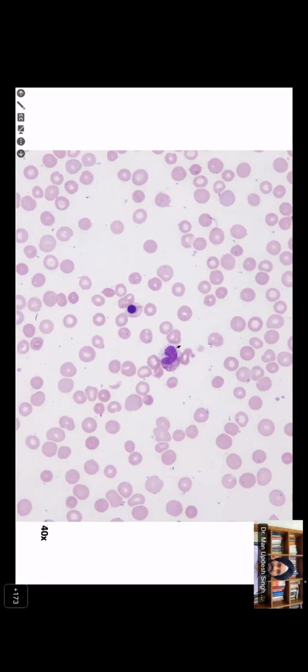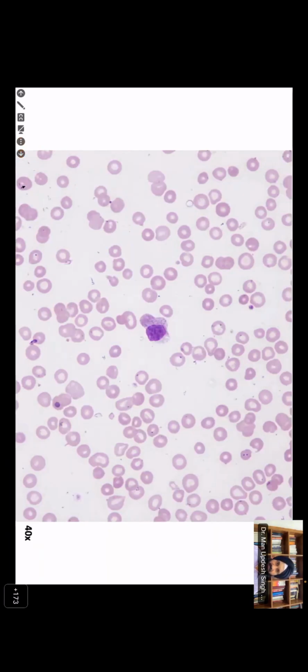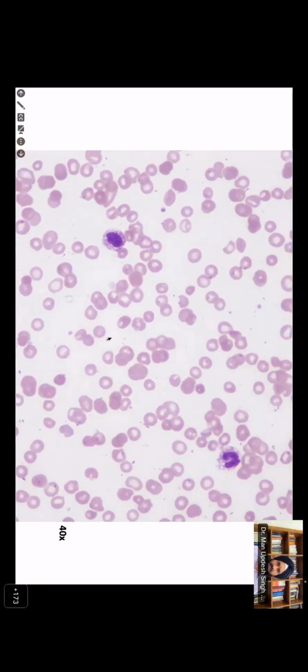Right. That's a band form. Again, a cell in the center, possibly a myelocyte. Yeah, possibly. We move forward. Again, you see something about the neutrophils. There's an odd looking neutrophil probably. Maybe that was also a neutrophil. There's something odd about these.